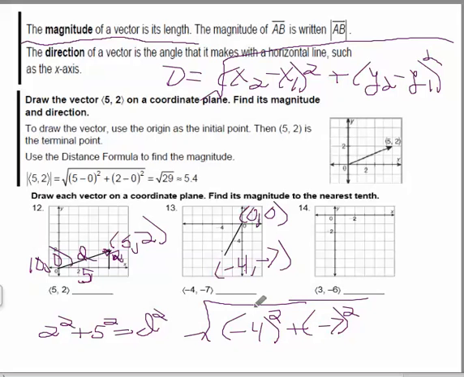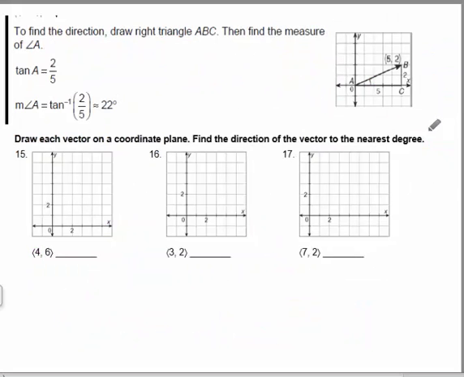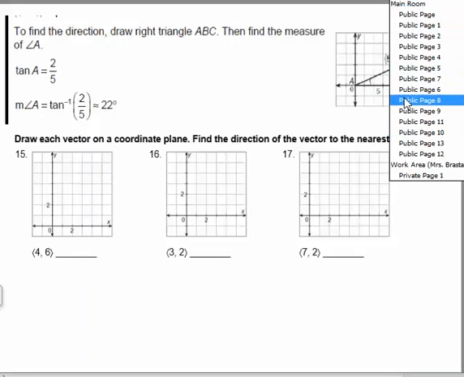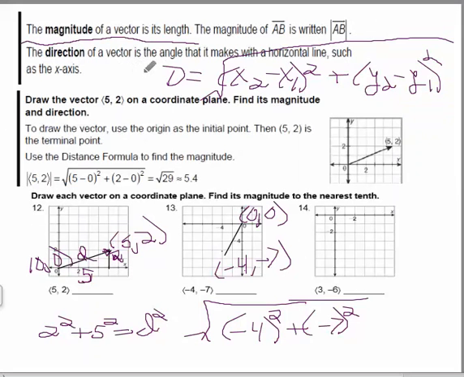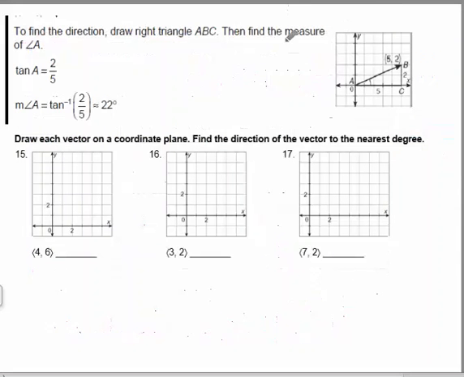Same thing on number 14. Now the next part is going to be finding the direction. Now this might be the toughest part of this assignment, because you have to use trig, you have to use tangent, which is why it's in this section, because we learned about tangent. So in this one, the direction is the angle. Oh, I should have gone back and pointed that out. The direction of the vector is the angle it makes with the horizontal line. So we need to find the angle, so that's why we need to use tangent.